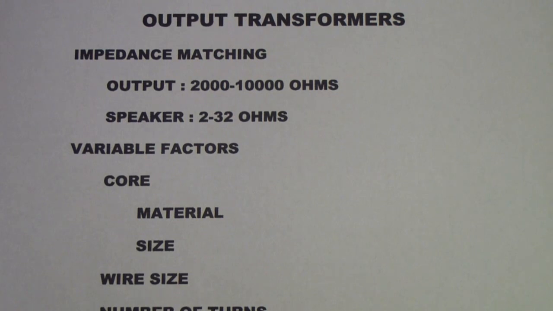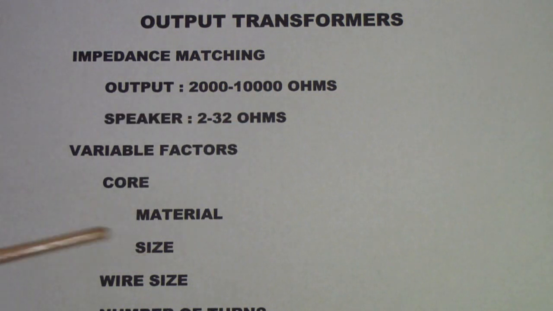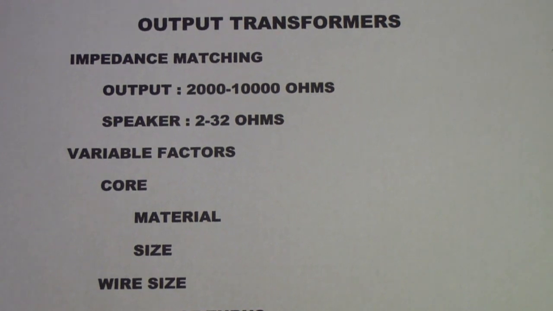So first, we have to understand that the reason we even need an output transformer in a tube circuit is to provide impedance matching. The output resistance, or the plate resistance of the average output tube, is between 2,000 and 10,000 ohms, with 4,000 to 5,000 being a typical value. Speaker impedance, on the other hand, normally runs from 2 to 32 ohms, with a typical value being around 8 ohms.